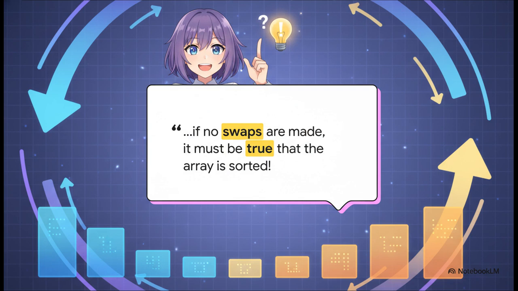And this leads us to a really brilliant but simple optimization. Just think about it. If we go through an entire pass from beginning to end and we don't have to make a single swap, what does that tell us? It means every single pair we looked at was already in the right order. The array must be sorted.